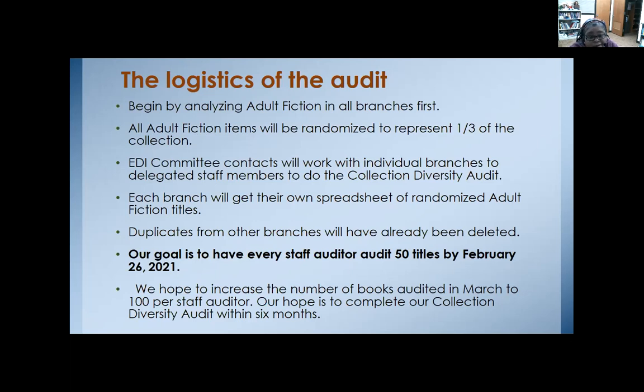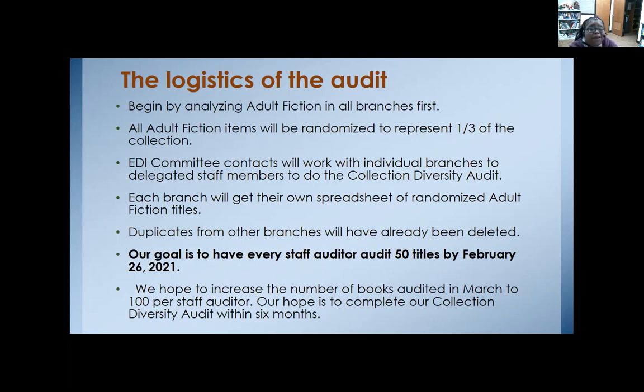Our goal, and this is where you come in, is to have every staff auditor audit 50 titles by February 26th. So we have about 6 weeks to do 50 titles. We thought it'd maybe be a slow start, and we don't want to overwhelm people or cause people stress. So we thought 50 titles would be a good way to start, but we hope to increase that number in March up to 100 per staff. And we're going to keep going in that direction.